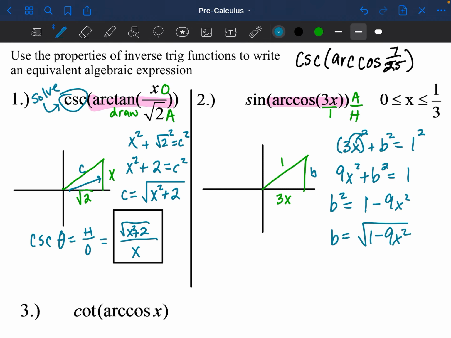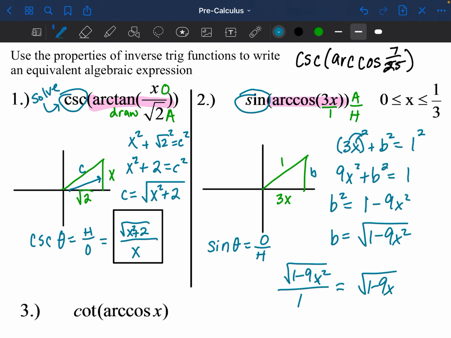Of course, you can do negative 9x squared plus 1. Up to you. Then we need to go through and solve. Right? We went through all that work to find that opposite side so that we could solve for sine, because sine is equal to opposite over hypotenuse. Well, our opposite side we just solved for. It's that square root of 1 minus 9x squared. Hypotenuse, 1. Don't need to write it, of course. So the square root of 1 minus 9x squared is our answer.